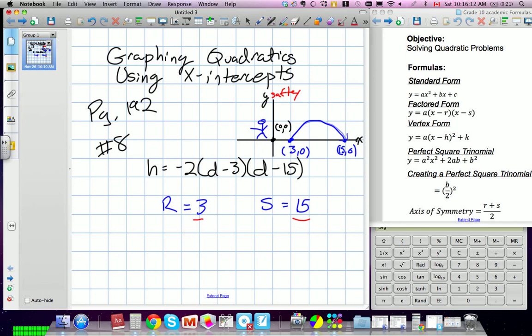Question B says, how far from the wall is the rocket when it lands on the ground? We've already discovered that. We know that it starts at 3 and then it lands where? Where does the rocket finally land when it hits the ground? Because x is our ground. 15. Yeah. So it lands 15 meters from the wall.